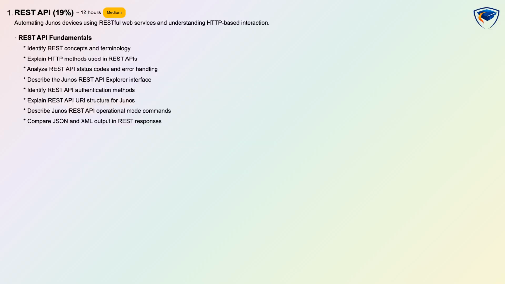REST API carries 19% of the exam weight and is rated medium difficulty with about 12 hours of study recommended and a conceptual plus scenario-based assessment style. You will learn REST concepts and terminology, how HTTP methods are used in RESTful interactions, and how to interpret status codes and error handling. The domain also covers the Junos REST API Explorer interface, authentication methods, URI structure, operational mode commands, and how JSON and XML differ in REST responses.